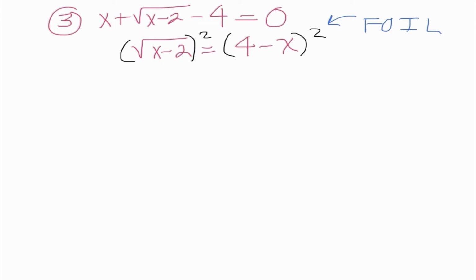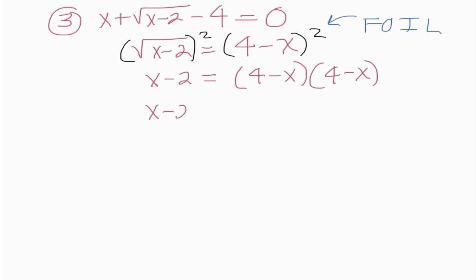And the big thing for us to remember here, and this comes up numerous times throughout pre-calculus, is that whenever I am squaring a binomial, that means I need to FOIL. So I'm actually going to go the extra step here. I know the square root squared cancels each other out, so I have x minus 2. And I'm going to actually write this as 4 minus x times 4 minus x.